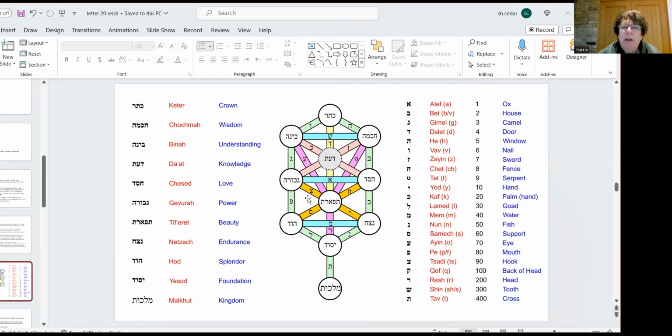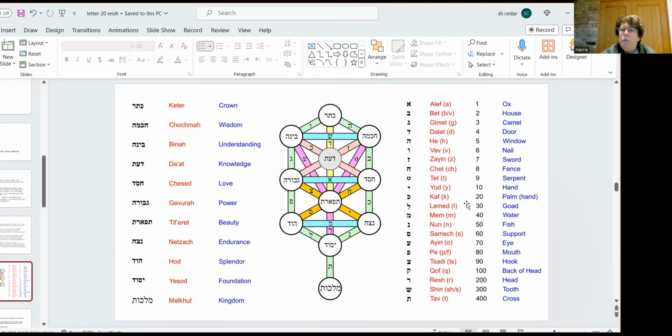Love and restraint. Gevurah, they've translated it as power, but it's restraint, so that you have boundaries. And Tiferet is beauty, but also harmony. Netzach, endurance. Hod, splendor. Yesod, foundation. And Malchut, kingdom. And the Resh is this letter here that's linking this balance between Tiferet, this beauty, balance, harmony, and Yesod. So it's quite a powerful one. Yesod being foundation. It's quite a powerful letter.